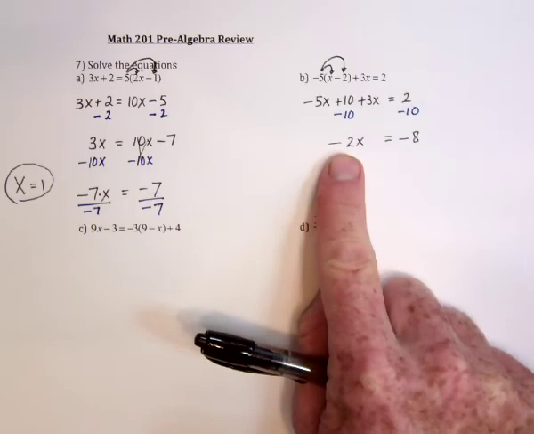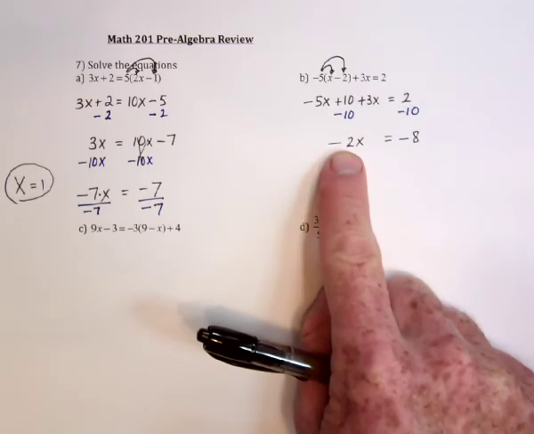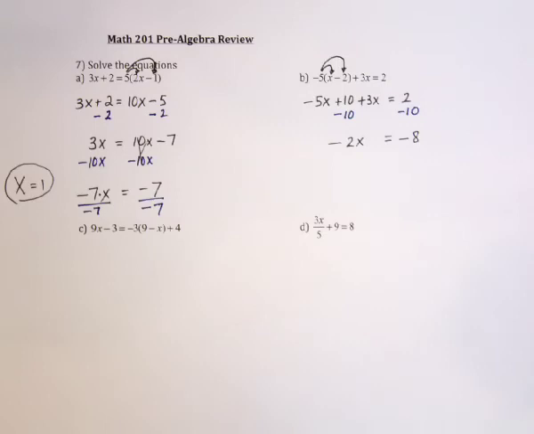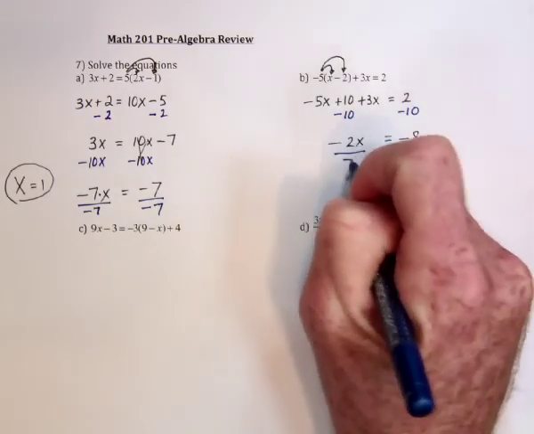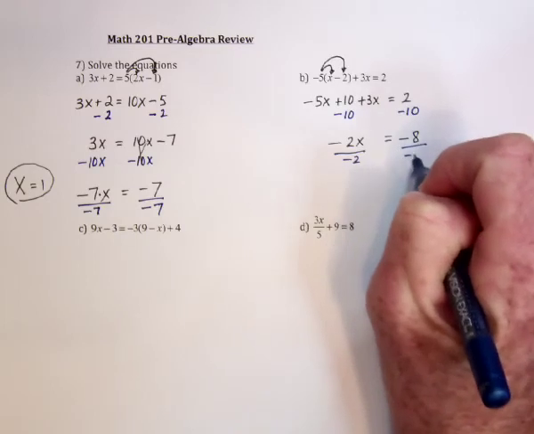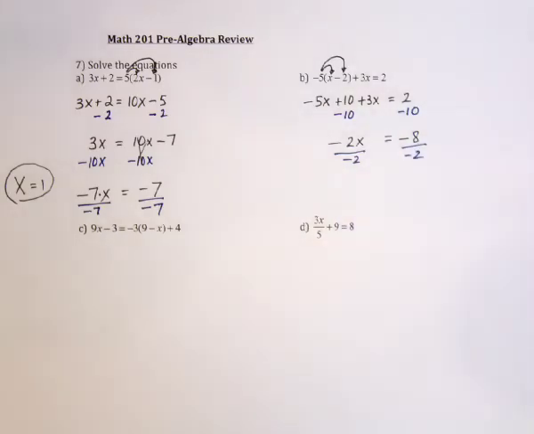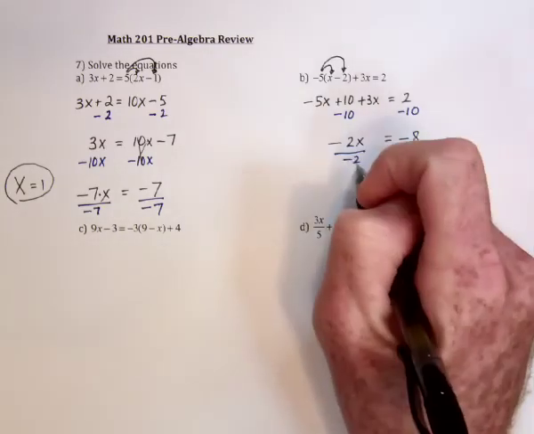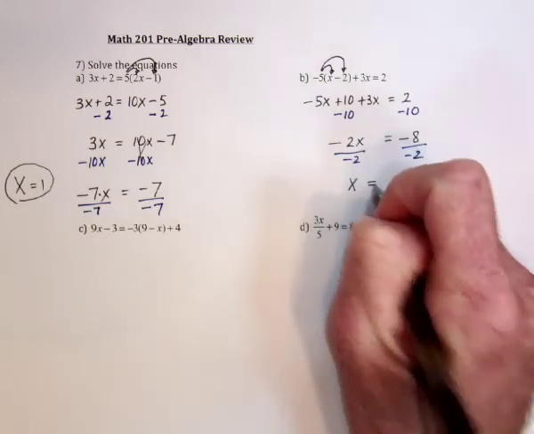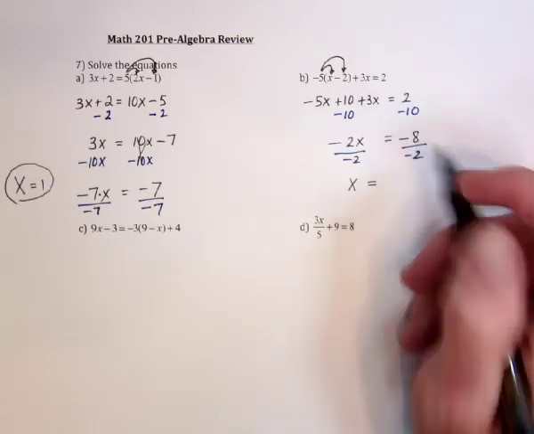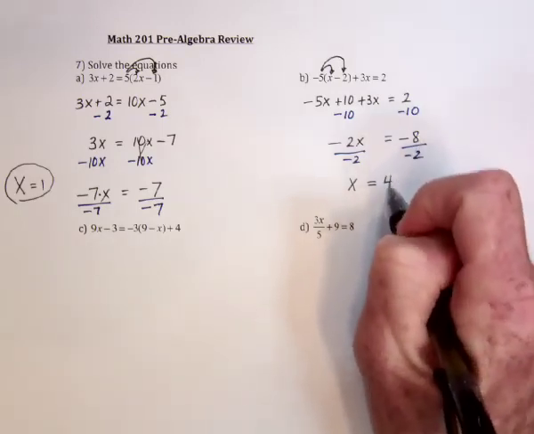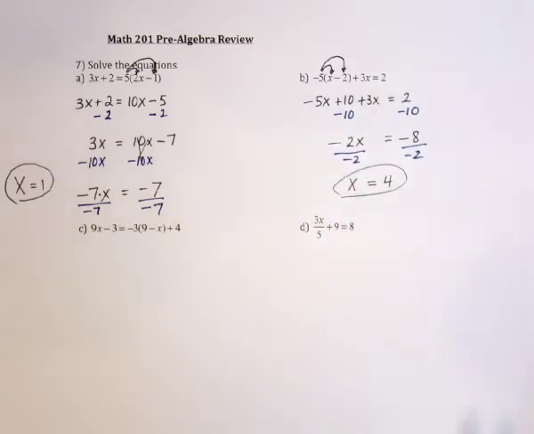Since it's sitting in front of x, that means it's being multiplied. So now do the opposite. So divide by negative 2, and you have to do the same on both sides. So over here, this leaves just 1x. Over here, a negative divided by a negative is positive. A 2 dividing into an 8 is 4, and so x equals 4.